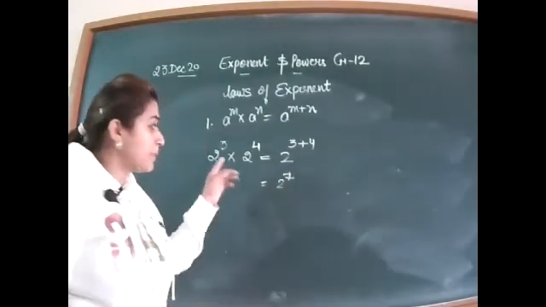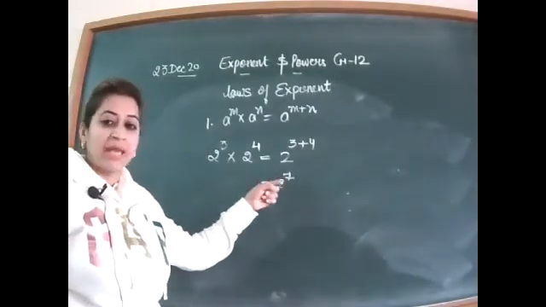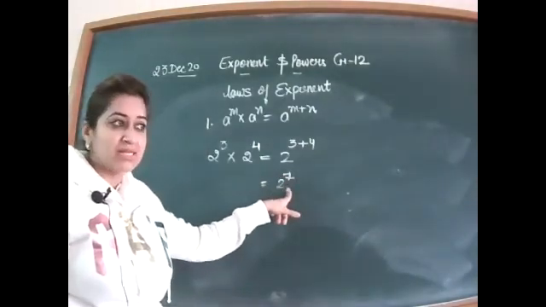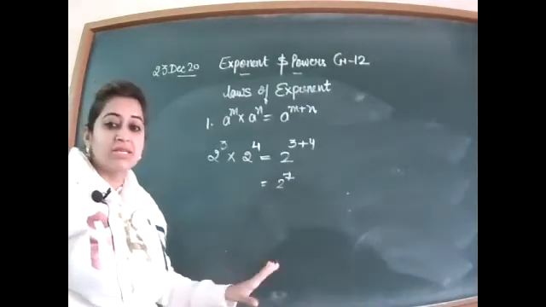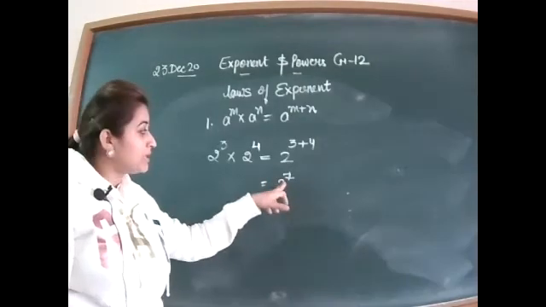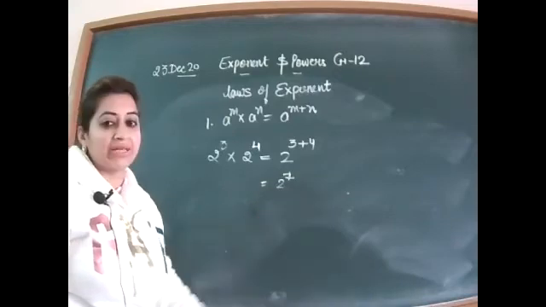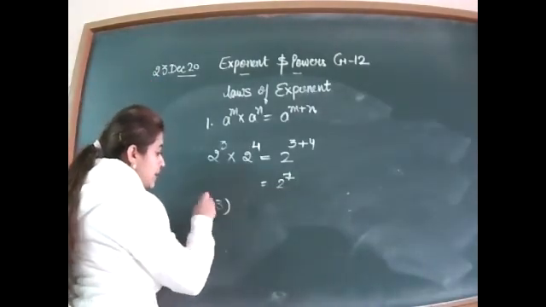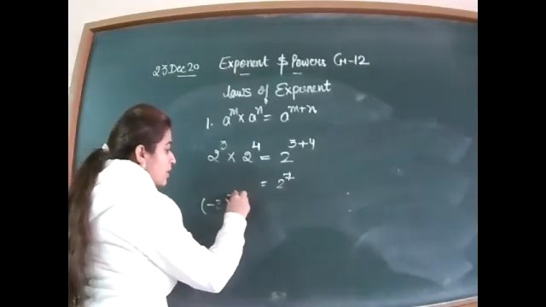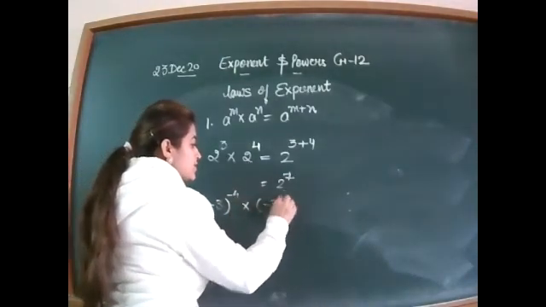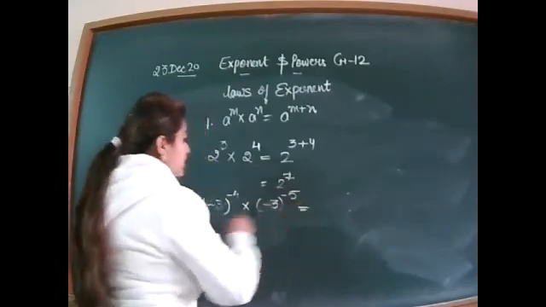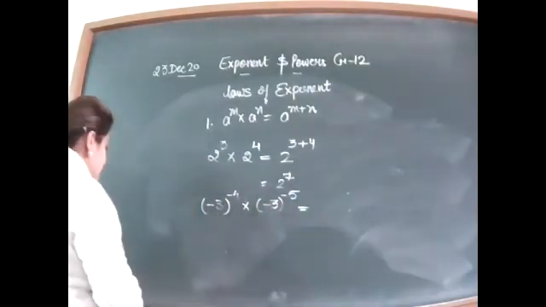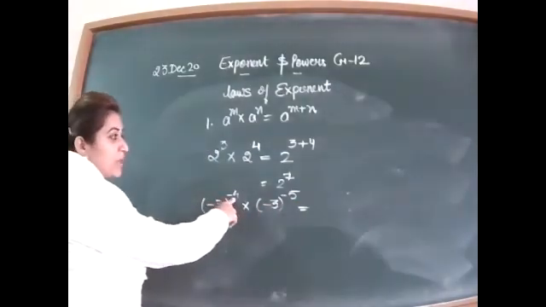If the question is simplify and write the answer in the exponential form, then you will write the answer as it is. And if the question is just simplify, then you will multiply 2 7 times and you will write the answer here. Let's see one more example. Minus 3 raised to power minus 4 plus minus 3 raised to power minus 5. As you can see that again the base are same, that is minus 3 raised to power minus 4.